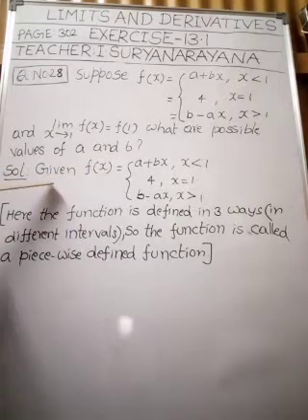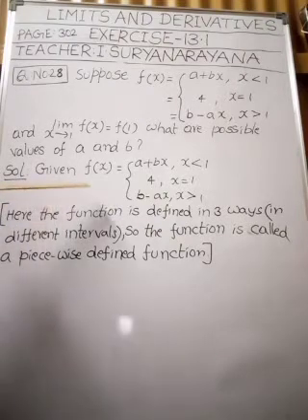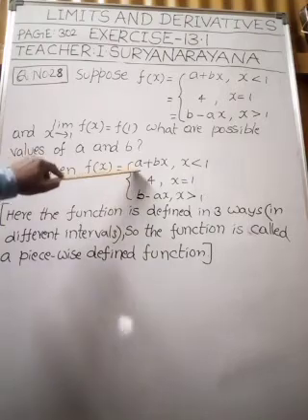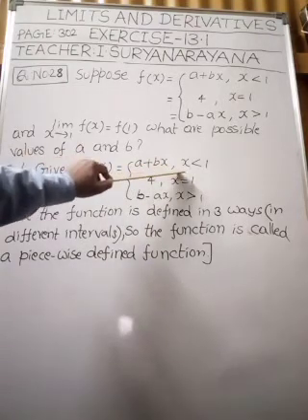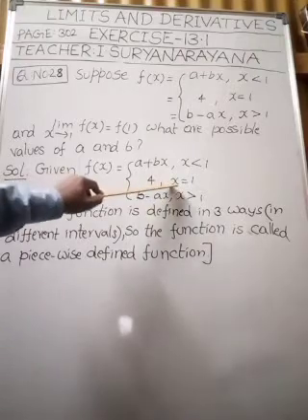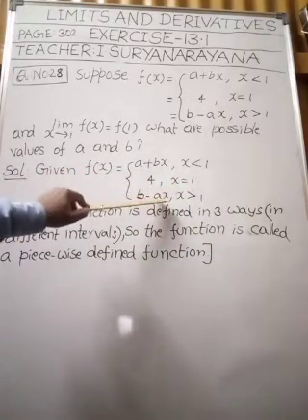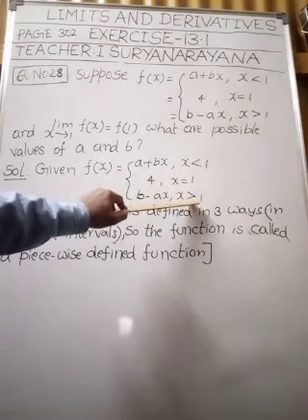Understood this question, my children? Come to the solution part. Let us write the given function. Given f of x is equal to a plus bx when x is less than 1. f of x is equal to 4 when x is equal to 1. f of x is equal to b minus ax when x is greater than 1.